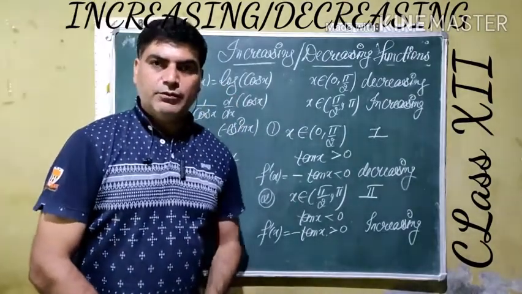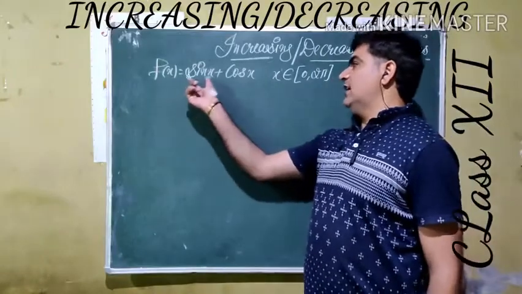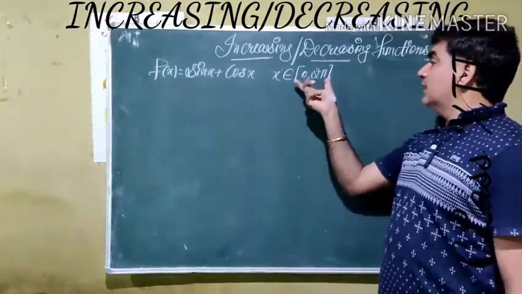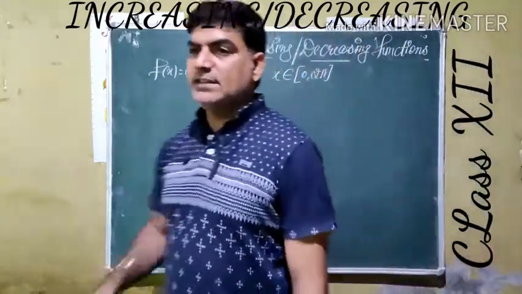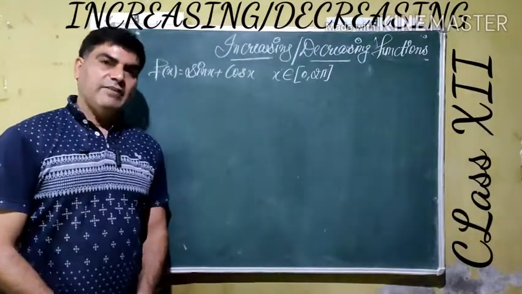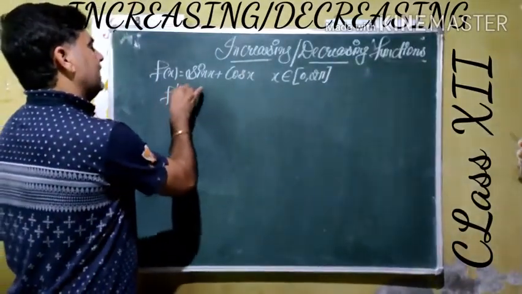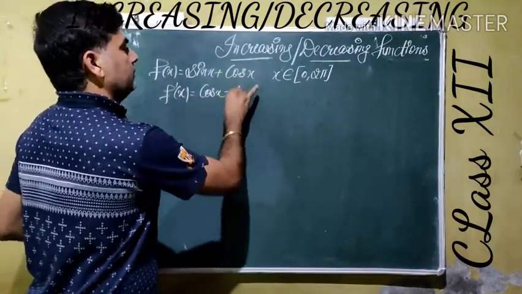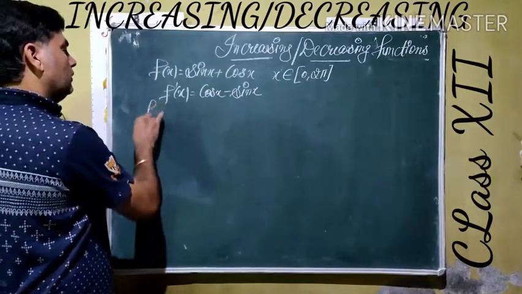So we will continue. We are taking an example of a trigonometric function. Here the function is given by sin x plus cos x. Our question is to find the intervals on 0 to 2 pi in which the given function f of x is increasing or decreasing. Again we are going to use the first derivative. The derivative of sin theta is cos theta, and the derivative of cos theta is minus sin theta.